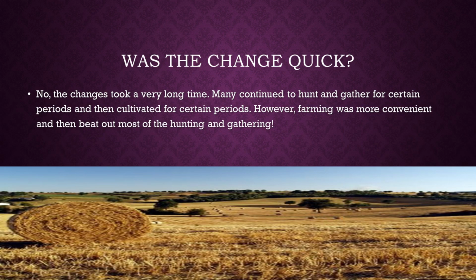Was the change quick? No. These changes, from hunters and gatherers to farmers, took a very long time. Many people continued to hunt and gather and fish for certain periods, and then they cultivated the land for certain periods. However, farming became more and more convenient, and over time people began to evolve from gatherers and hunters to farmers.